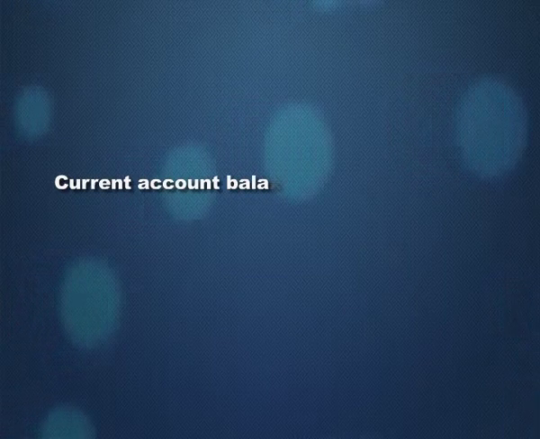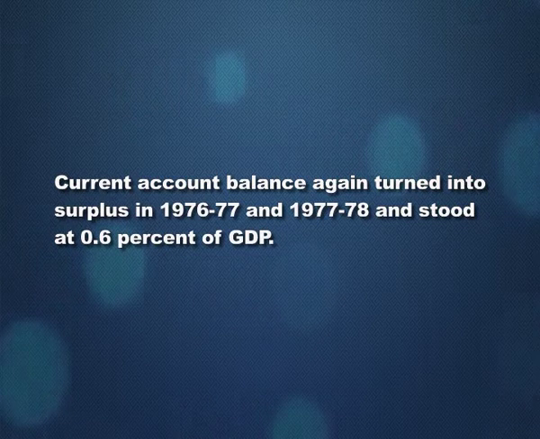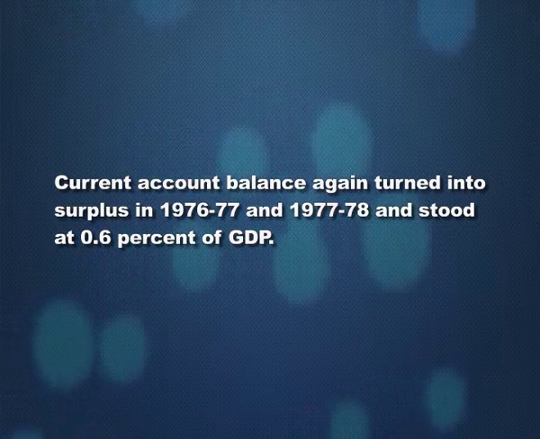Exports increased and imports of gold and oil declined. Invisible receipts grew sharply, stemming from workers' remittances from Middle East. Current account balance again turned into surplus in 1976-77 and 1977-78 and stood at 0.6% of GDP. Foreign exchange reserves became equivalent to 7 months' imports.